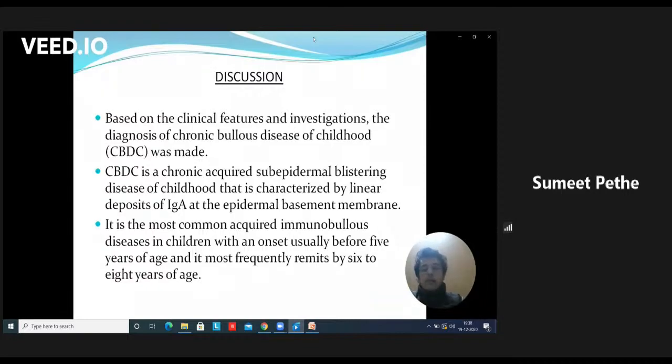It is a chronic acquired subepidermal blistering disease of childhood that is characterized by linear deposits of IgA at the epidermal basement membrane. It is a common acquired immunobullous disease in children with an onset usually before 5 years, and it frequently remits by 6 to 8 years of age.